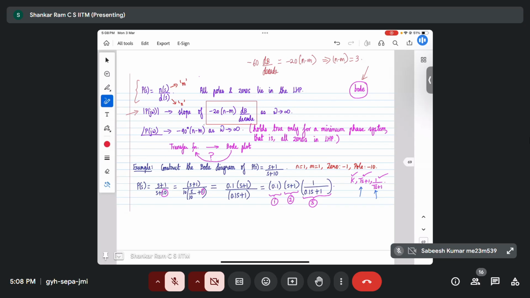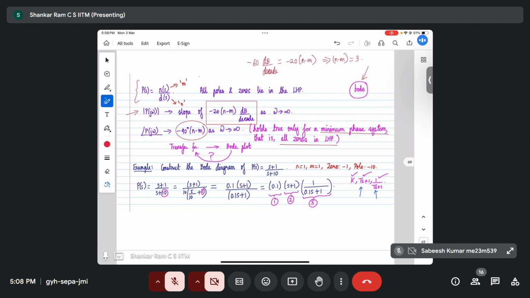So then we also have another interesting fact wherein if you have a minimum phase system, okay, so if you recall what was the minimum phase system, that means all zeros should be in the left of complex plane. Okay, so if that is the case, then the phase of the plant transfer function tends to minus 90 degrees times n minus m as omega tends to infinity. Okay, so that is why it is called a minimum phase system.